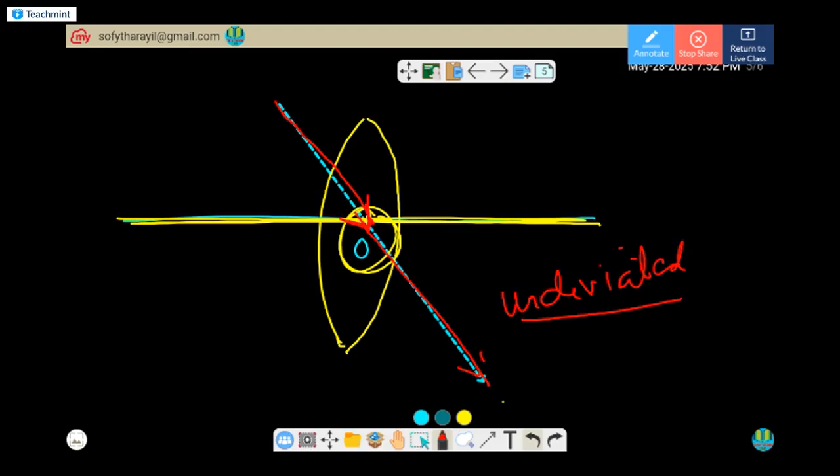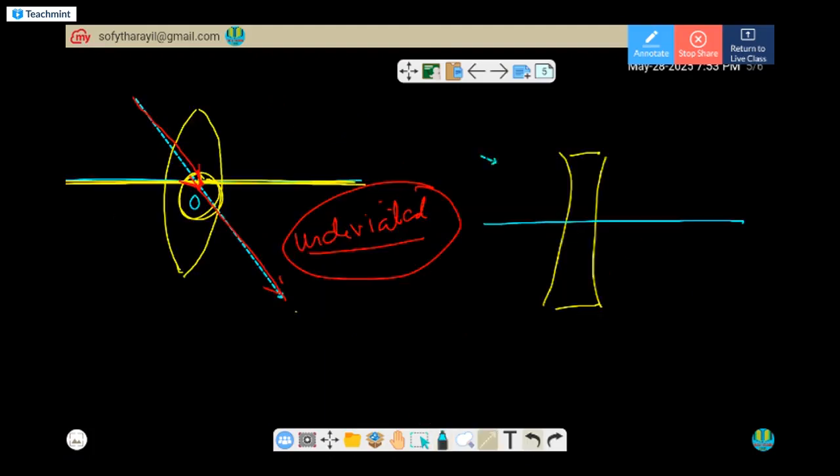For simplification we say it's the center of the lens, but that is not the actual definition. It's a point you take on the principal axis, such that if light goes through it, it will pass undeviated. Such a point will be considered the optical center, and the same goes for the concave lens also. It's not like we're only doing the convex lens. Even for the concave lens, if we draw a line and some ray passes through a point undeviated, that point will be considered the optical center.